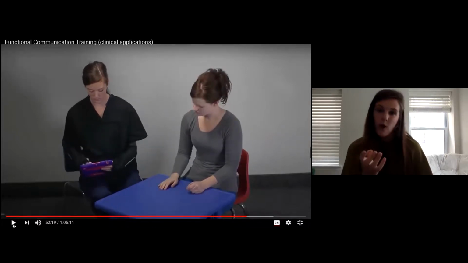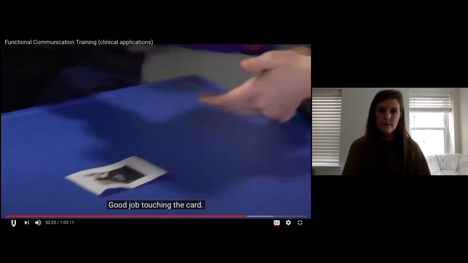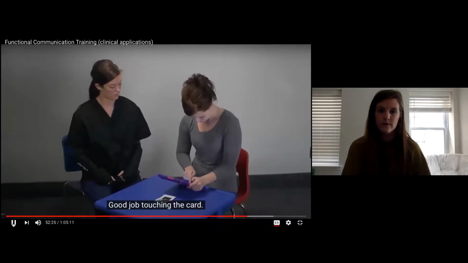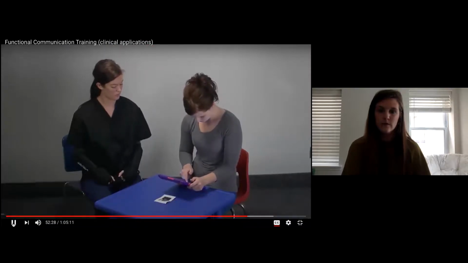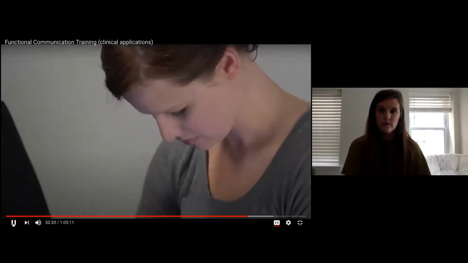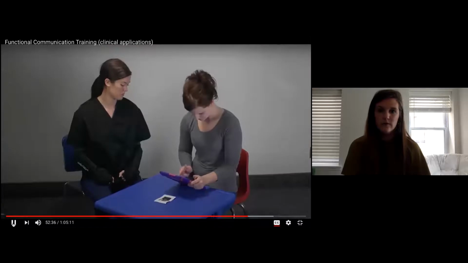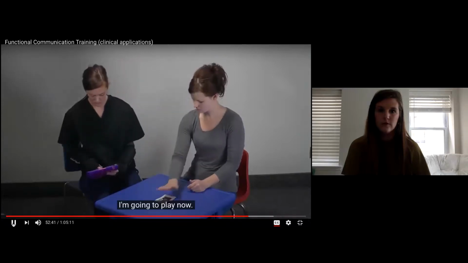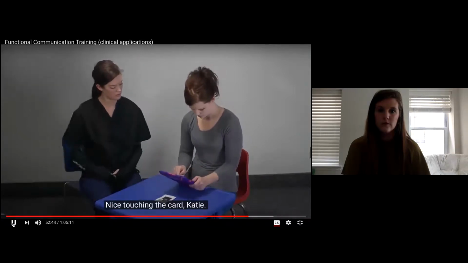And again, ignoring all problem behavior because we're putting that on extinction during FCT. So we're withholding reinforcement for engaging in the problem behavior. You do not get access to the iPad when you're engaging in aggressive behavior. Good waiting. Good job touching the card. I'm gonna play now. Nice touching the card, Katie.